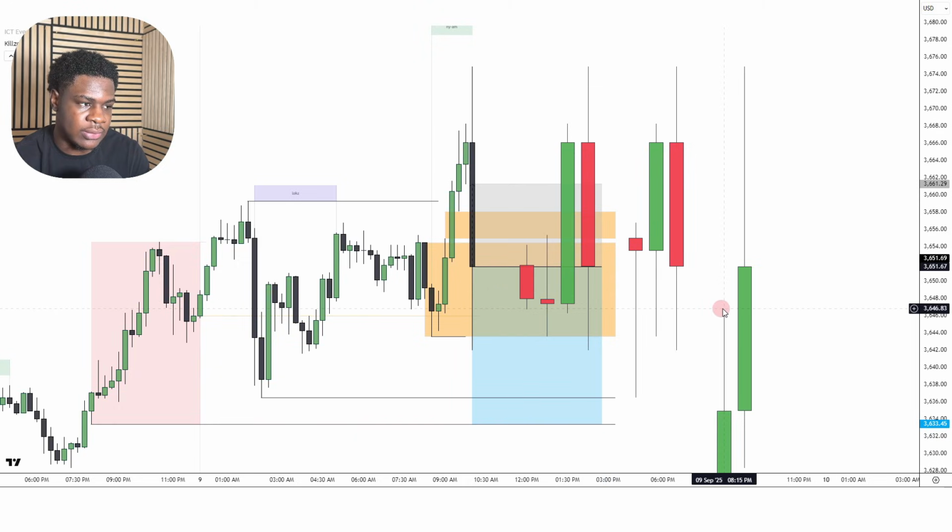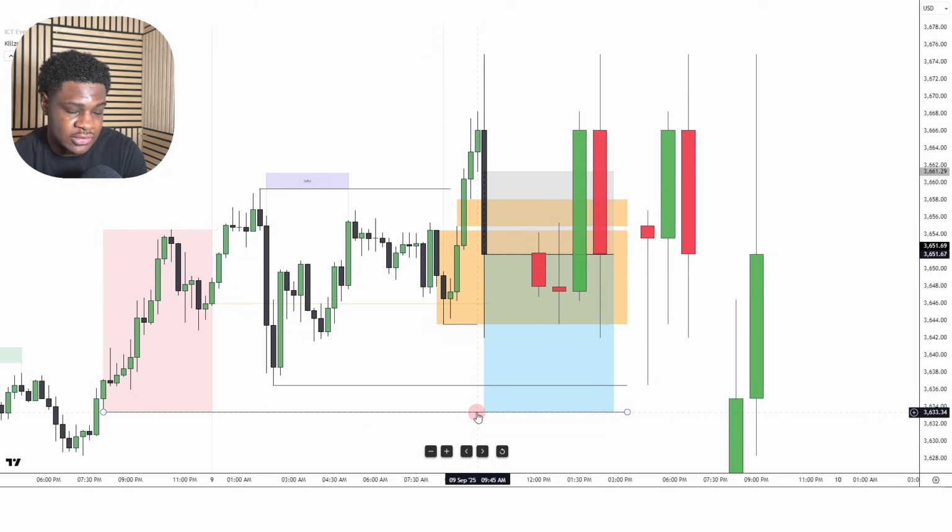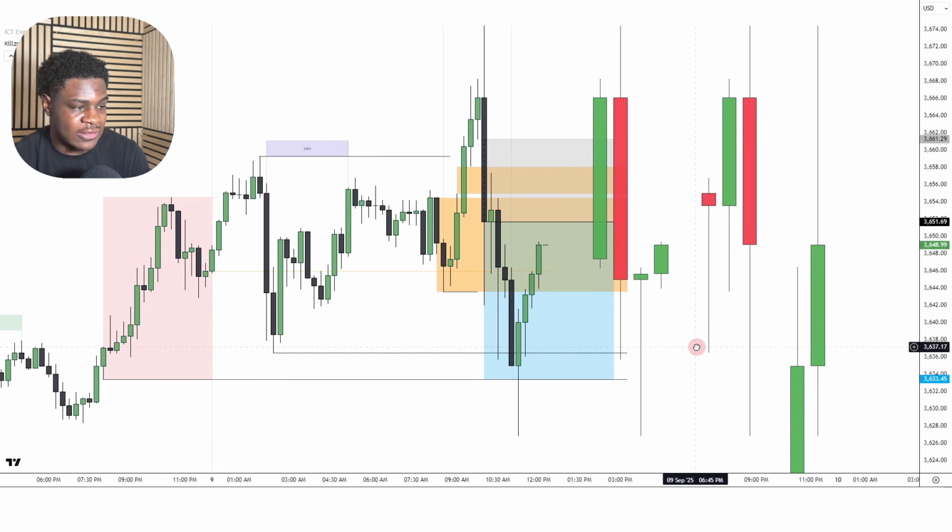Where do I anticipate price to go next? I'm anticipating price to reach back below these low points. That's my draw on liquidity. We can clearly see here it sends up fine resistance and it gets all the way back down there.